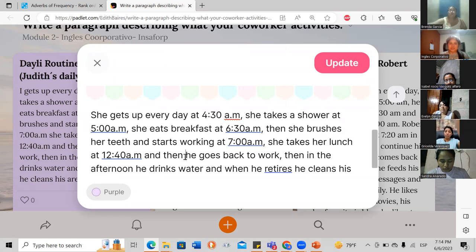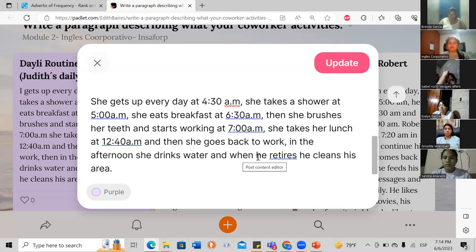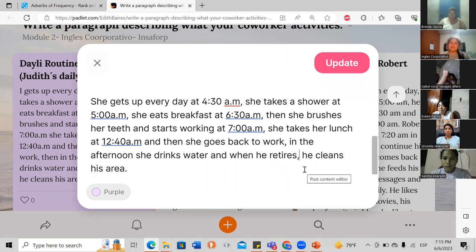And then she... No confundan. Let's pronounce, okay? And then she goes back to work in the evening. No repitamos mucho then. Si podemos usar otras connectors, like a links words, is okay. In the afternoon, she drinks water. And when he retired, retires. He cleans his area. And here we are going to change this verb.